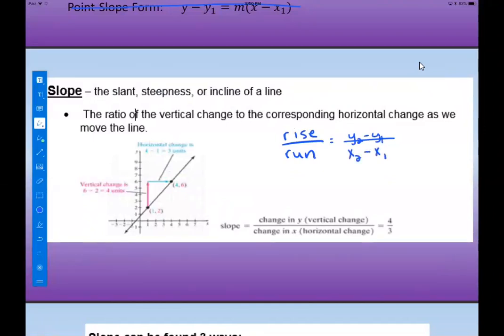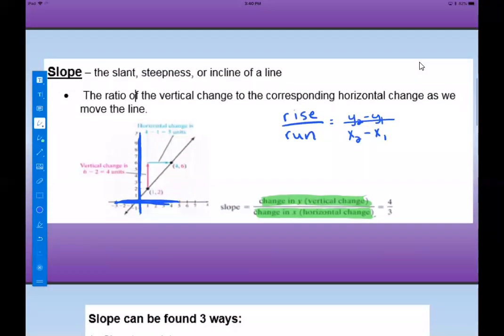Because if you think about rising, up and down are the y values. So it's the change in the y, which is this top portion right here, over the change in x. Well, that's our horizontal change, which is this direction, which is our run, left to right.